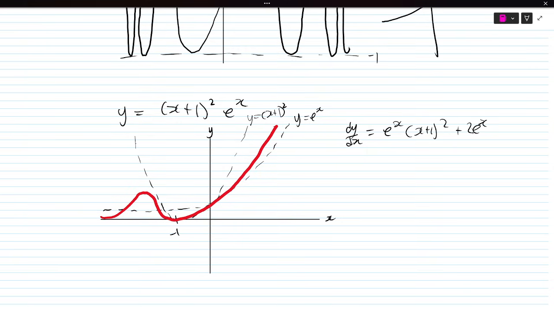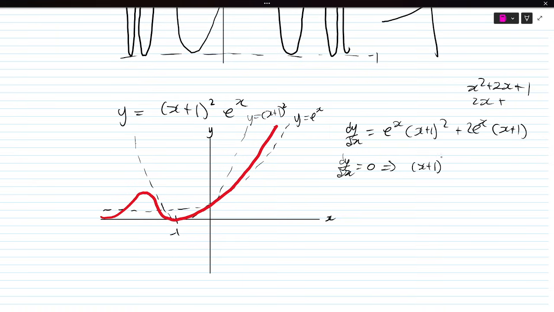e to the x times x plus 1 squared. Well, am I being stupid? This becomes 2x plus 2. Yes, this is correct. I was just checking. It's quite embarrassing on my part to have to check that. Okay, so this is my derivative.